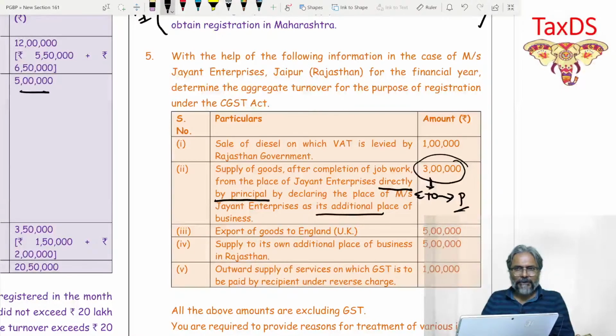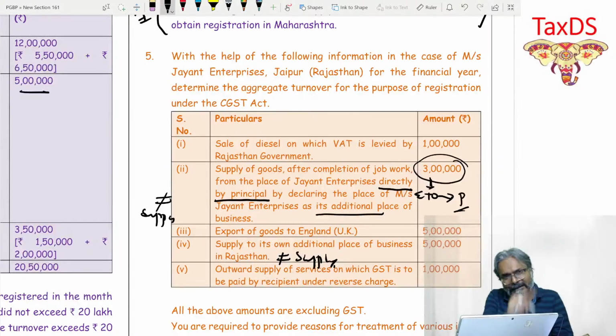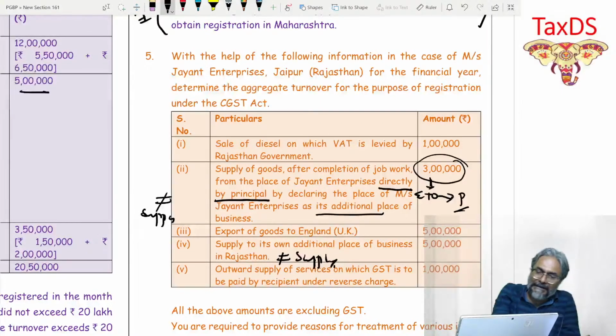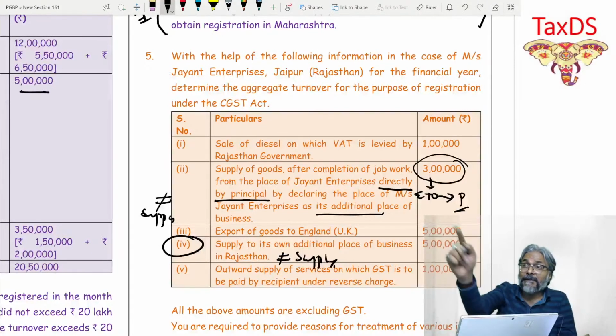If that additional place had taken a registration, then they would have become a distinct person. The fact that they have not told you anything about registration in this particular case, therefore, we will not consider that as a separate person, and therefore it is not a supply at all. So this is what you have to write, students: not a supply. Why are we not considering these? Both of them are not a supply. This is not a supply of Jayant Enterprise, but it is a supply of the principal, whereas this is not even a supply, because it is not a supply to a distinct person.